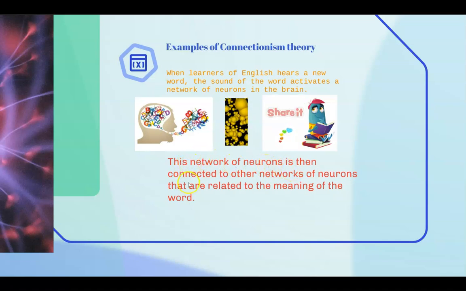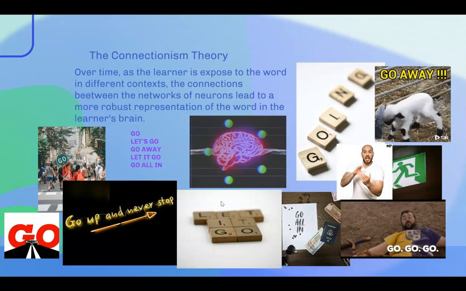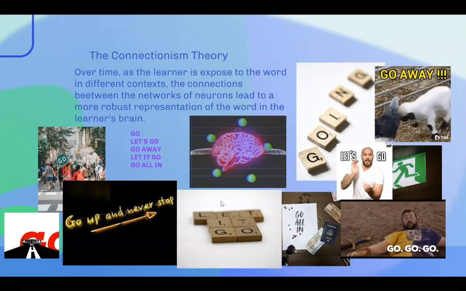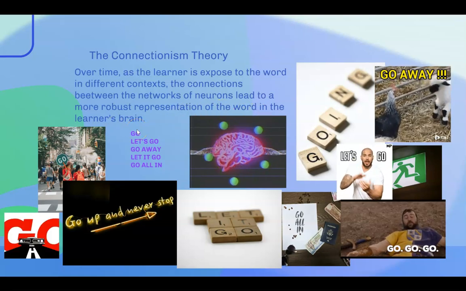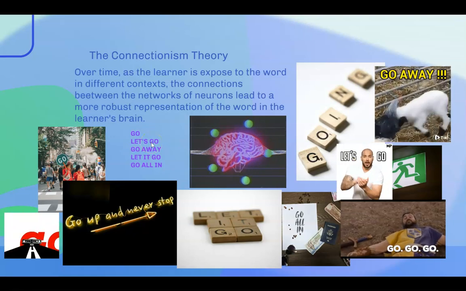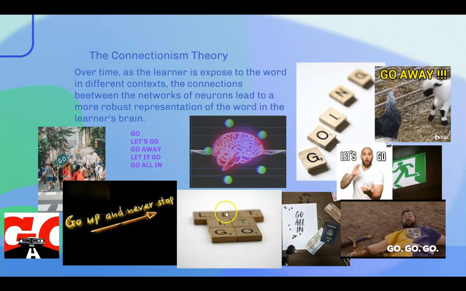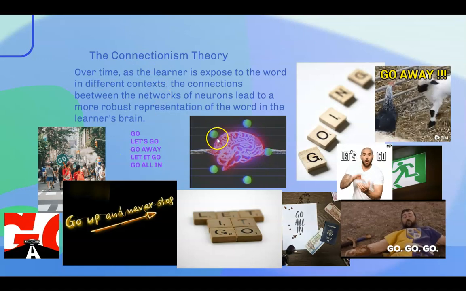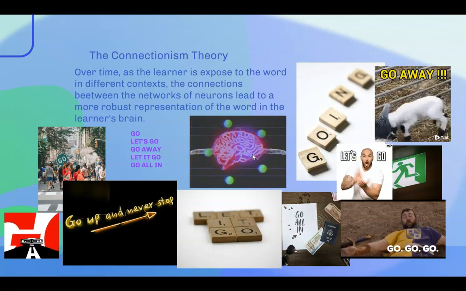This network of neurons is then connected to other networks of neurons that are related to the meaning of the word. Here is another example. Over time, as the learner is exposed to the word in different contexts, as I was saying before, the connections between the networks of neurons lead to a more robust representation of the word in the learner's brain. For example, go: let's go away, let it go, all in, go up, and never stop. Once you are exposed to all the different contexts of the same word, all these connections are in the brain, and you start putting it together, and that's how this theory works.